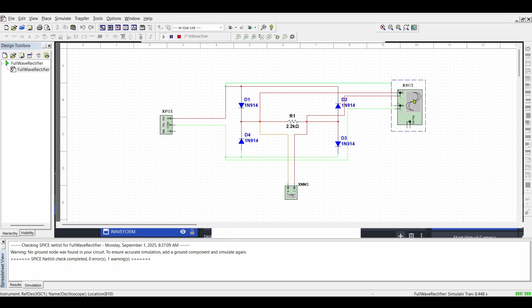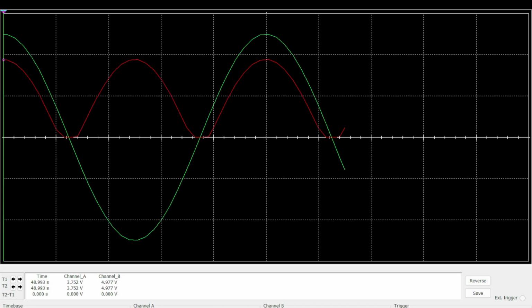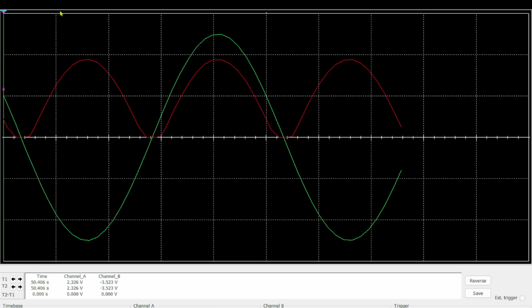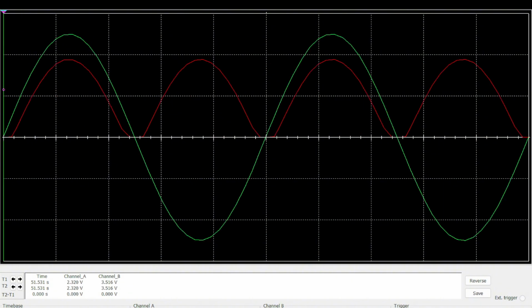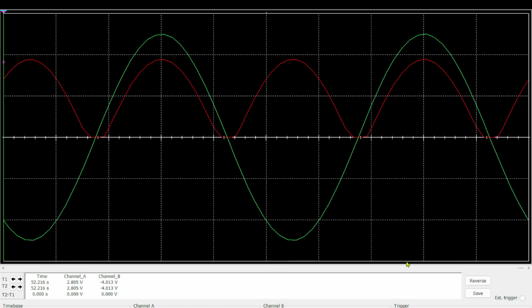When we look at our oscilloscope, we can see that we're creating a pulsating DC voltage that is twice the frequency of the input voltage. Notice that it is off until it receives 0.7 volts for biasing, positive or negative.